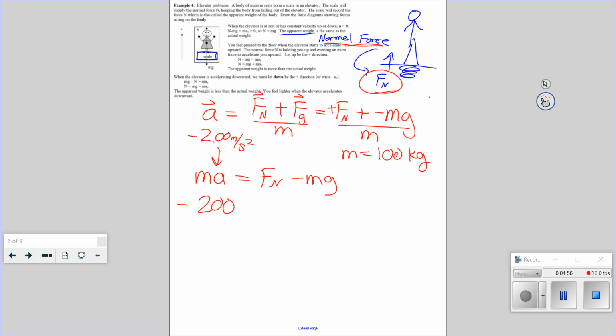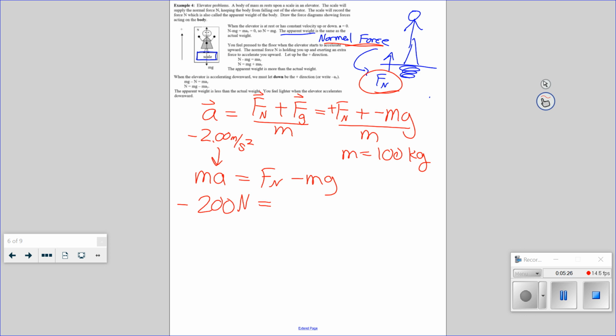If I multiply 100 kilograms times 2 meters per second squared, it's 200 newtons. If you knew that right away, then pat yourself on the back and stop writing down units in your equation. If you didn't know that, you better start putting them in. These are all forces. If I'm going to add and subtract forces, they better all be forces. They better all be in newtons.